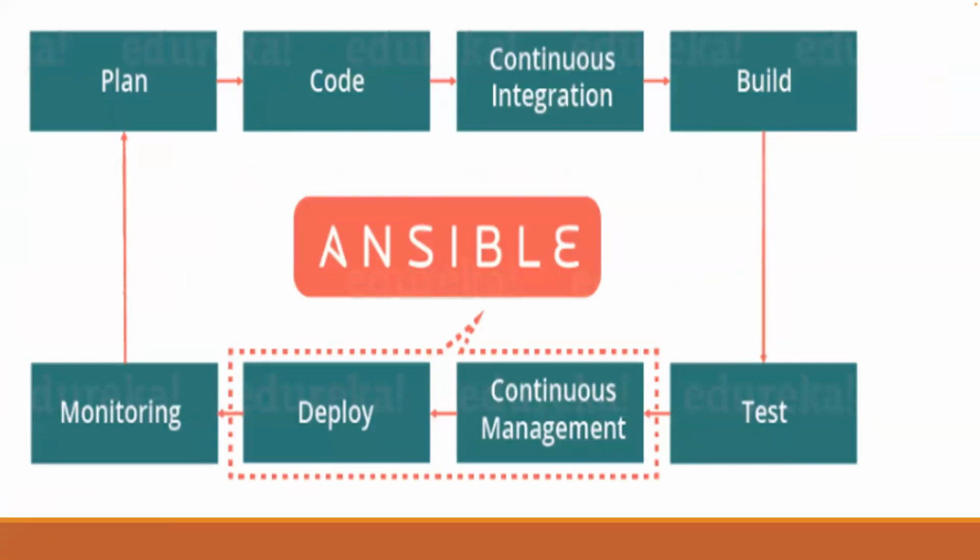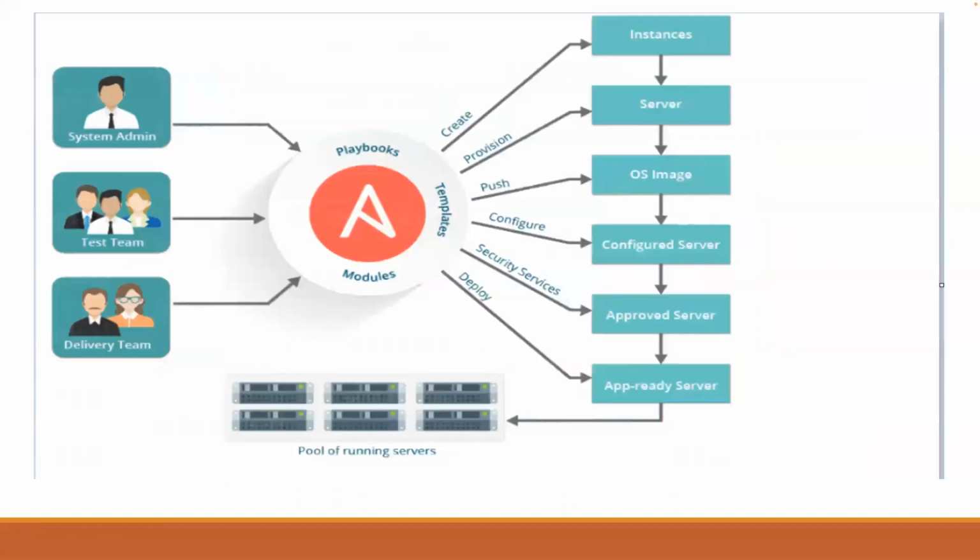How does it work? Ansible fits into the cycle of plan, code, continuous build, test, continuous management, deploy, and monitoring. So this is the SDLC, right? In the SDLC, what is the part of Ansible? Ansible's part is to deploy our application, automating the installing or deploying of the application. So deploy and continuous management, these two components are handled by Ansible, guys, in the SDLC. Ansible has playbooks, modules, and templates.